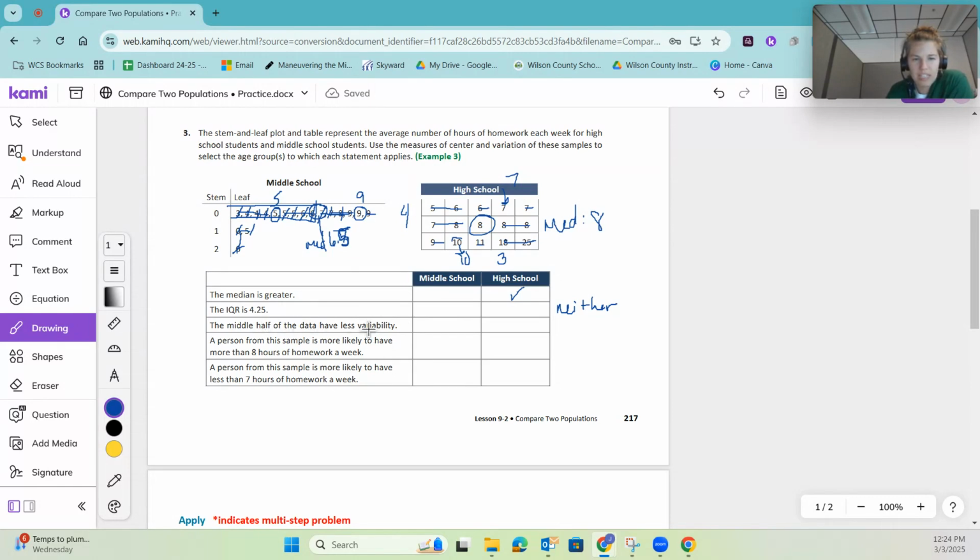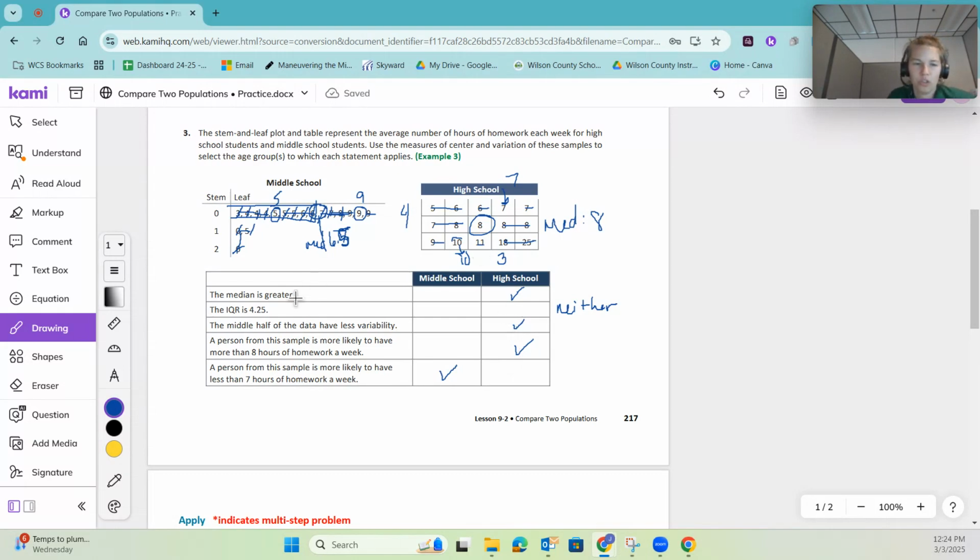Okay, so the middle half of the data has less variability for the high school, okay, because their interquartile range is only 3, whereas the middle school is 4. So their variability is higher, okay? A person from this sample is more likely to have more than 8 hours of work. Okay, a sample is more likely to have, so high school is more likely to have more than 8 hours of work. Okay, a person from this sample is more likely to have less than 7 hours. Okay, the median is 6.5, so middle school would be more likely to have less than 7 hours.